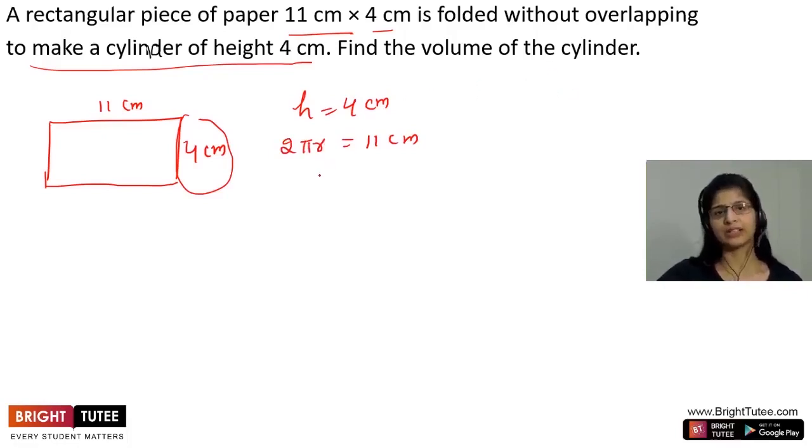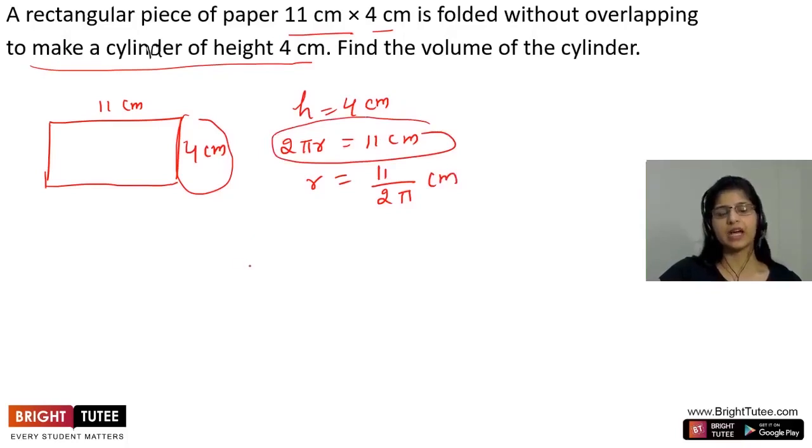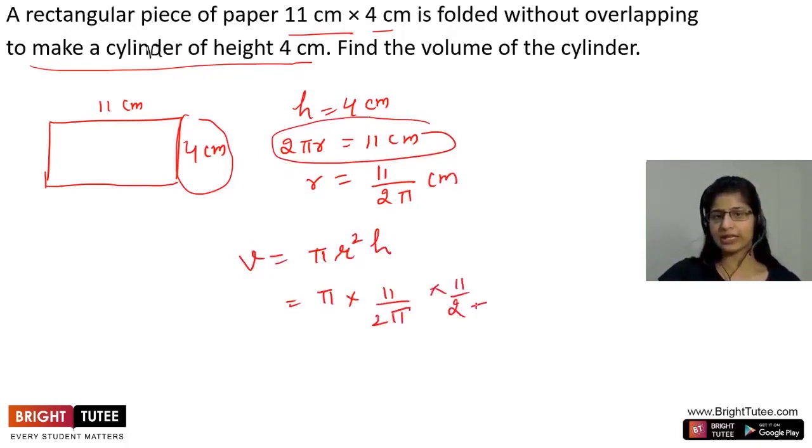Can we find out r? Yes, definitely we can find out. R will be 11 upon 2 pi centimeter from this, right? And volume is pi r square h. So pi into 11 upon 2 pi into 11 upon 2 pi, that is r square, into h is 4, and cubic centimeter would be the unit, students. So pi and pi got cancelled. 2 ones are 2, 2 twos are 4, 2 and 2 got cancelled. So we have 11 into 11, that is 121 divided by pi cubic centimeter.